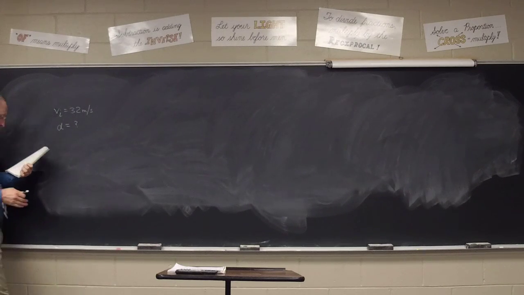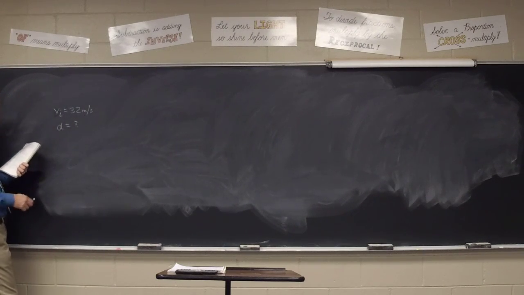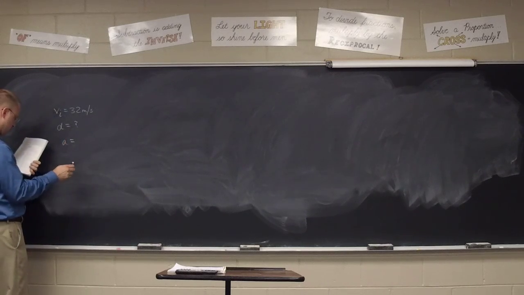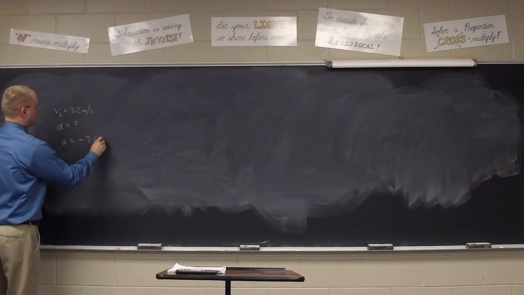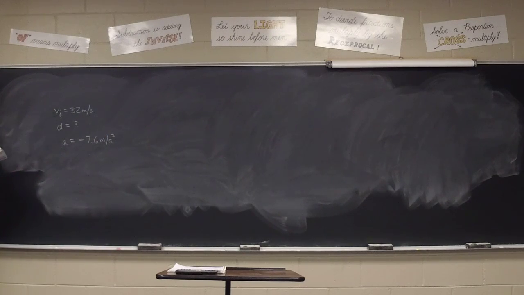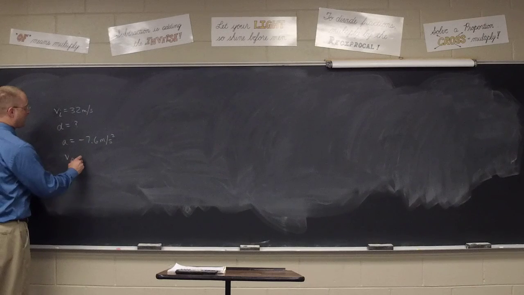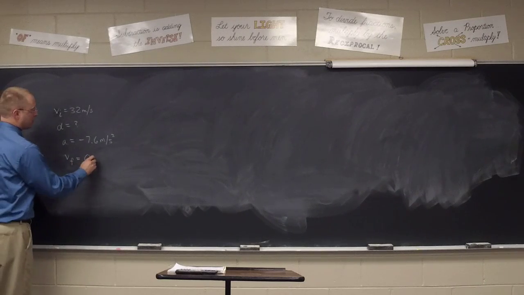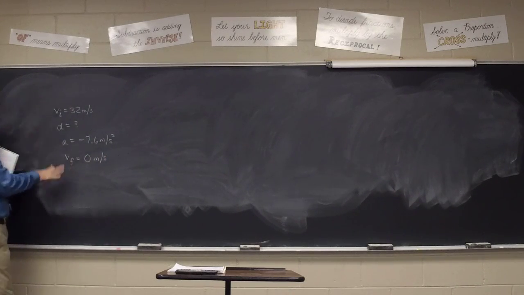All right, the next thing. The acceleration is negative 7.6 meters per second squared. And then the last thing is, I've got to stop, right? Or the driver's got to stop. So therefore we know the final velocity has got to be 0.